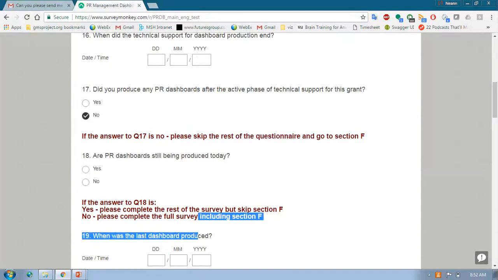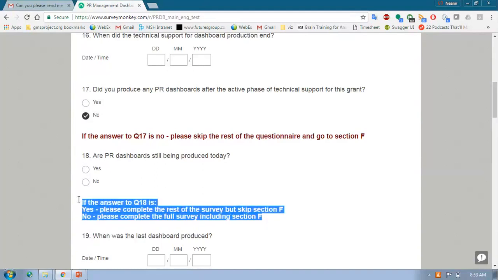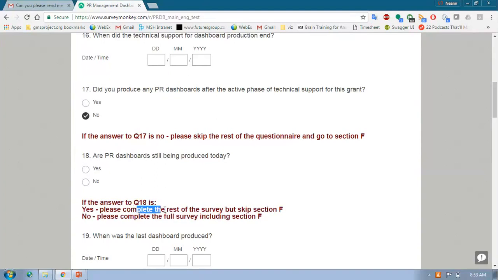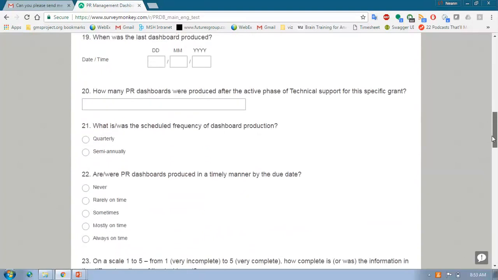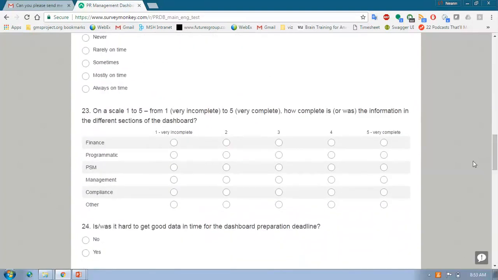And question 18 again, are they being still produced today? If yes, you complete the survey, but also skip to section F. If no, complete this full survey, including section F. So these are certain things that you have to remember about the logic of the questionnaire. Now let's go to question 23, which is a scale question. As you can see, what we have done is ask them to rate on a scale of 1 to 5, where 1 is the least, very incomplete, and 5 is always the most.